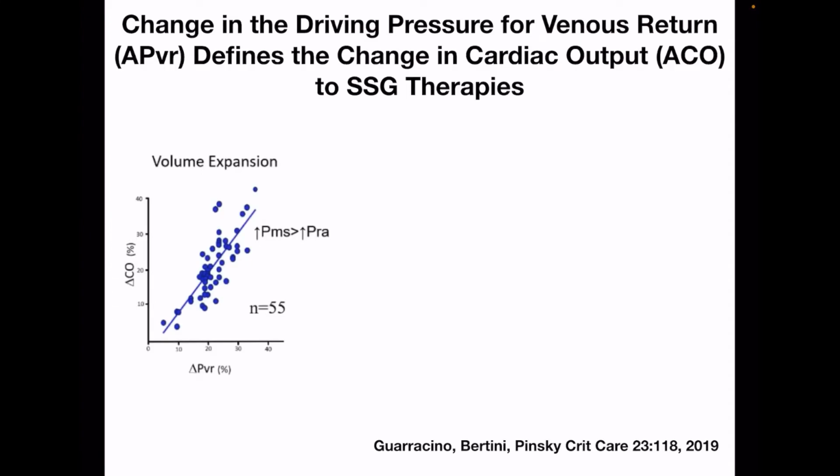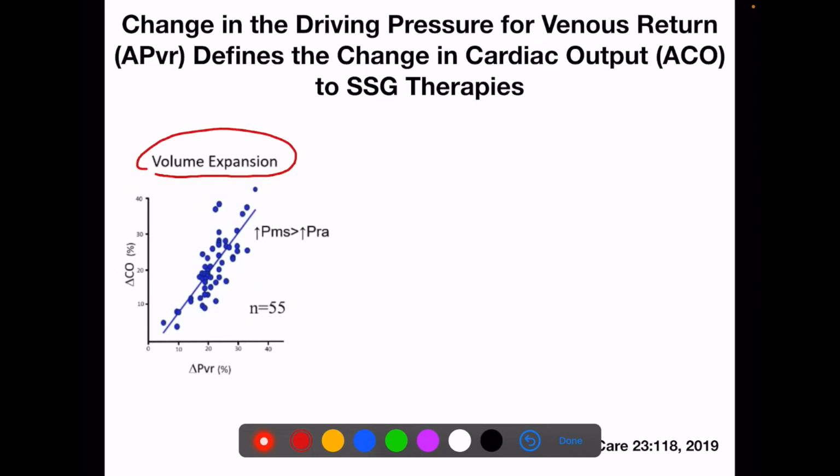Now there are other aspects to this as well. We try to see the change in the driving pressure for venous return, defining the change in the cardiac output. Here, as you can see, first what we do is give a volume expansion. With the volume expansion, what I'm targeting is an increase in the mean systemic filling pressure. If in this type of patients I am finding an increase in the cardiac output, it means that my increase in the mean systemic filling pressure is more than my increase in the right atrial pressure. So the patient is now a responder to volume loading.